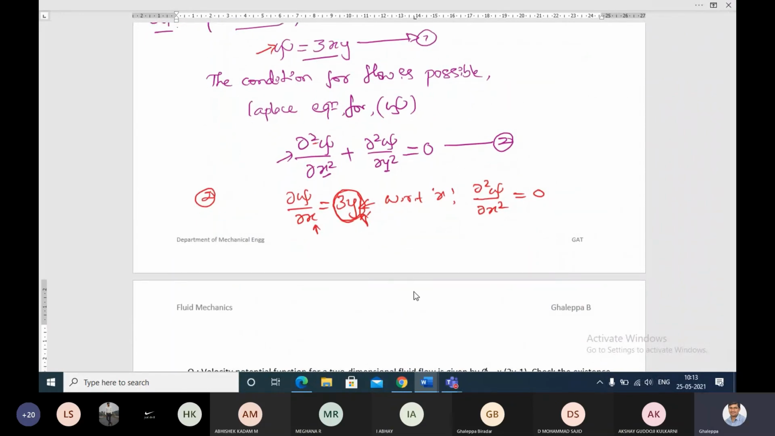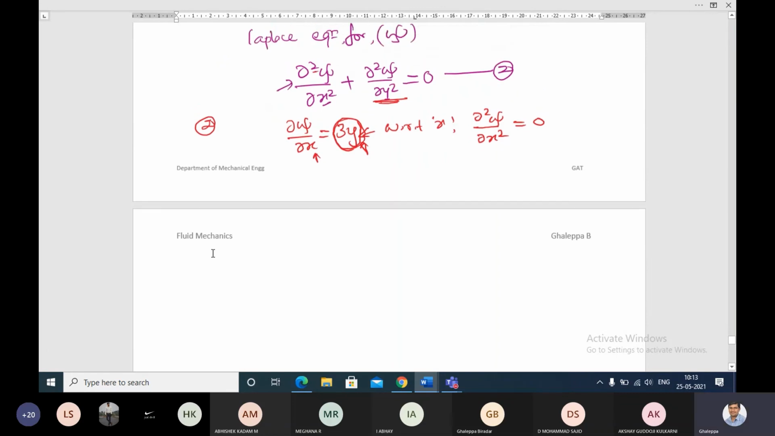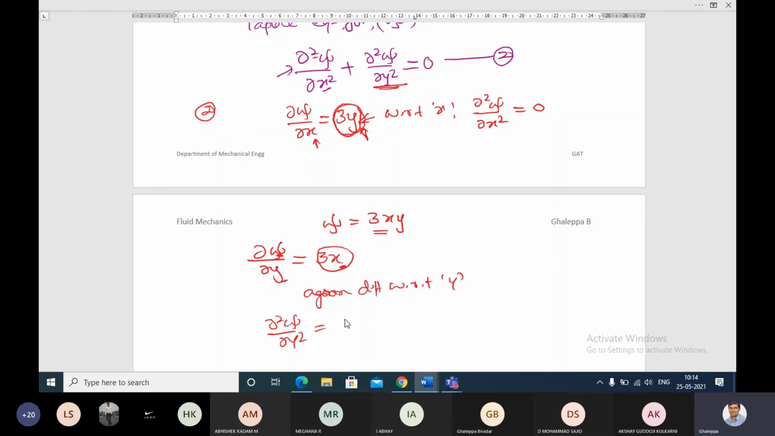It is simple. Similarly, you calculate the differentiation with respect to y. I will write here the partial derivative of the stream function with respect to y. The function he has given is 3xy. So differentiate this equation with respect to y. What will we get? It is 3x. Again differentiate with respect to y, because I need a second order derivative. Here again this will be treated as a constant, because x is there and the dependent variable should be y. So 3x is considered as a constant, and the differentiation of a constant is equal to 0.